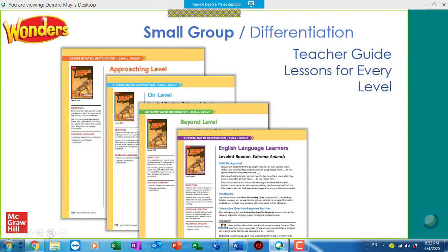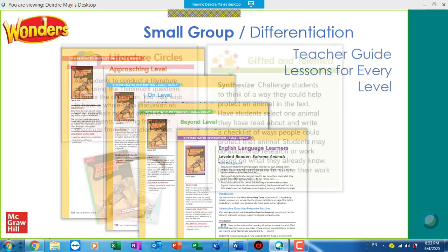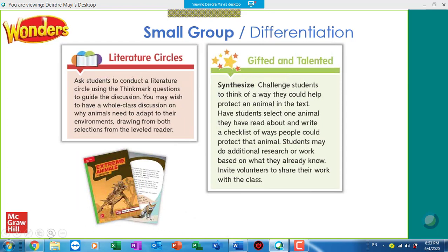Inside of your teacher's editions, you will see the pointers that you need for teaching the leveled readers at the various levels. We keep the focus on close reading in all cases. For those of you who are interested in doing so, you are able to form literature circles and you're able to extend for your gifted and talented students. You will find all of this content in your teacher's edition.